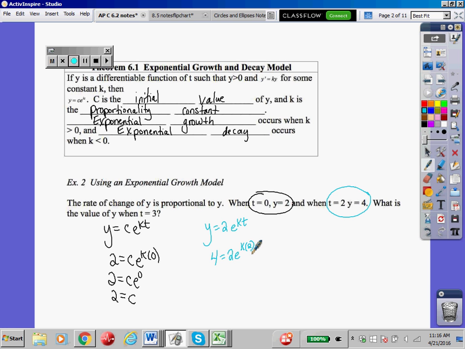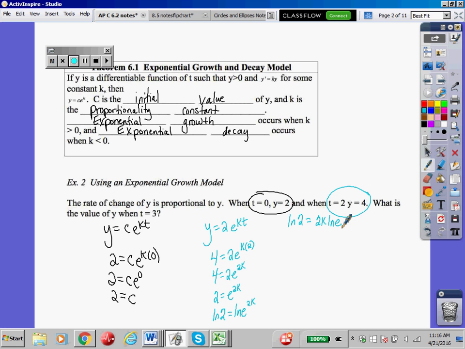So now let's solve this. So this is 4 equals 2e to the 2k, divide by 2. Now in chapter 5, it's very intentional how things go, because now if I want to solve this for an exponent, I need to take the natural log of both sides. So I'm going to get the natural log of 2 equals, and then you bring down the power.